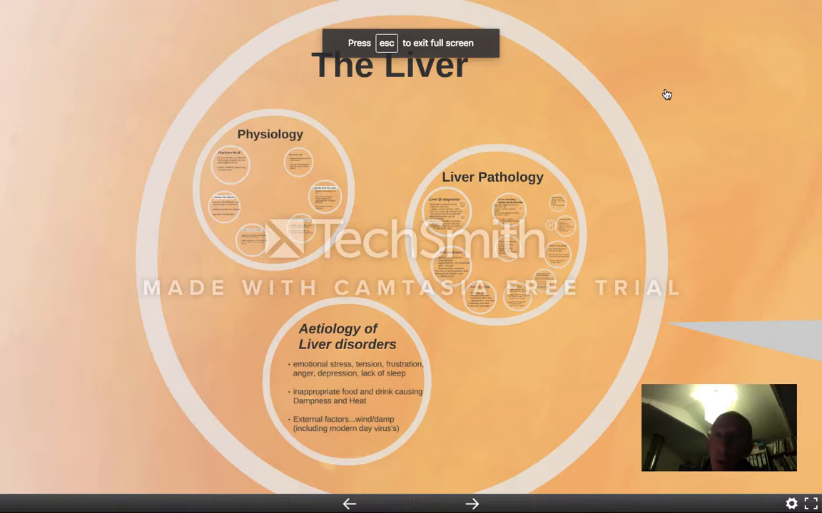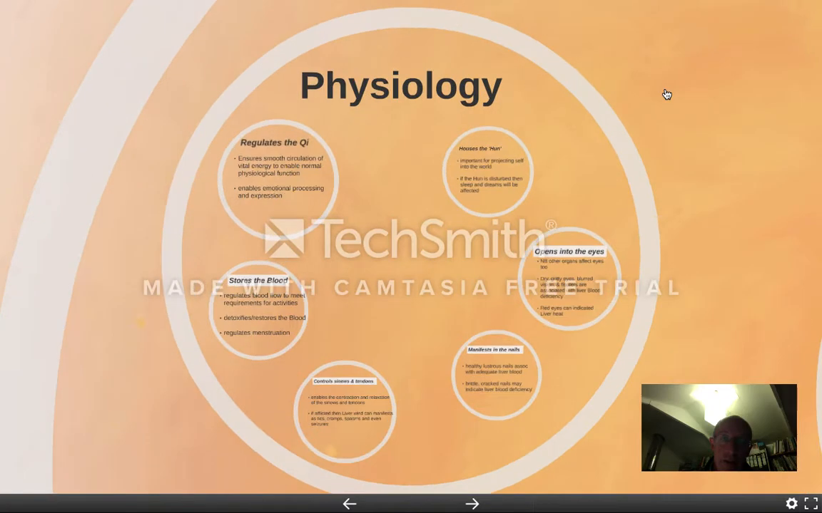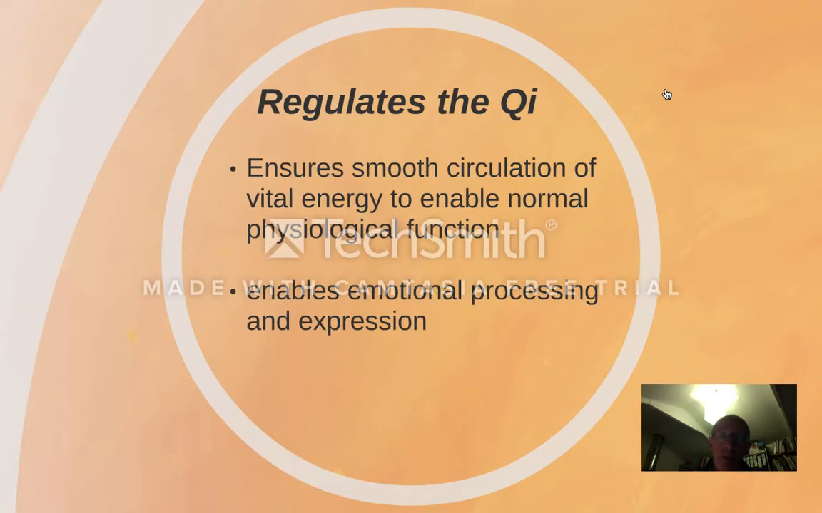So let's have a little look at what the liver's supposed to do when it's working properly. First and foremost, one of the primary functions of the liver is to regulate the circulation of qi in the body. Now, qi is like the vital energy in the body, and it exists at a macro level in terms of large functional activities, but also at a cellular level in terms of the processes that are going on and changing at a cellular level.